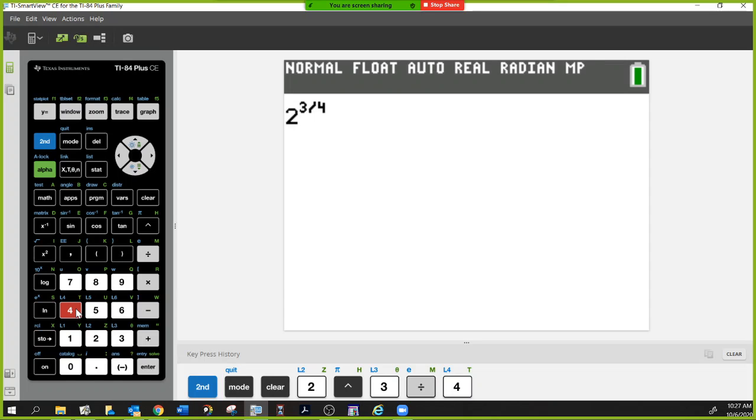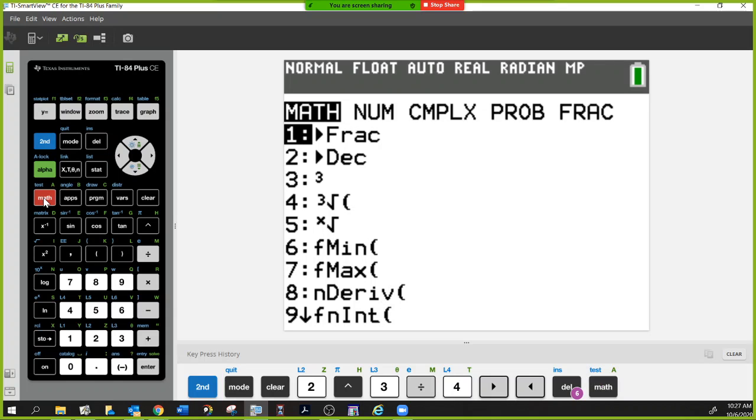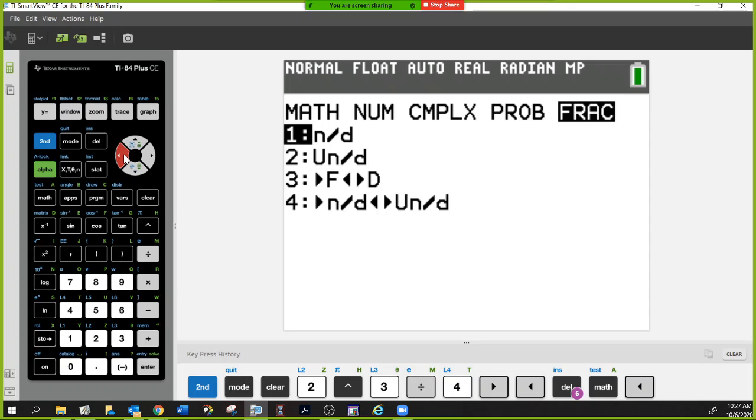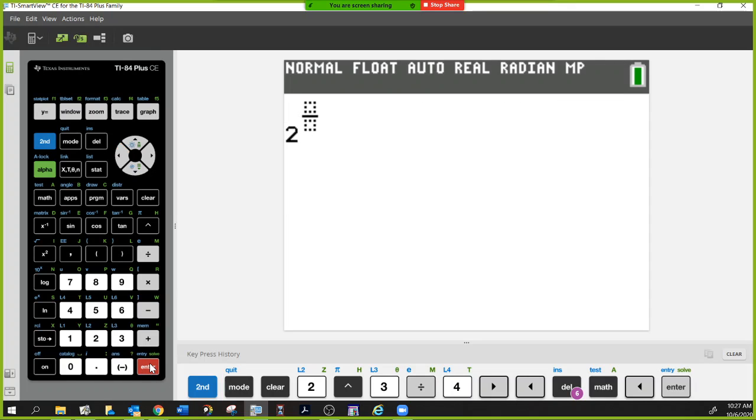And that's what it's trying to show you. It's telling you hit the right arrow if you want to get out of the exponent. Now I'm not in the exponent position anymore. Now I'm back in the exponent position. Or if you like stacked fractions, they are in the math command if you have the newest operating system. Math, frac, n over d. And now it's waiting for a stacked fraction. But because I was already in the exponent position, I didn't have to use the stacked fraction command. Let's go ahead and clear this.